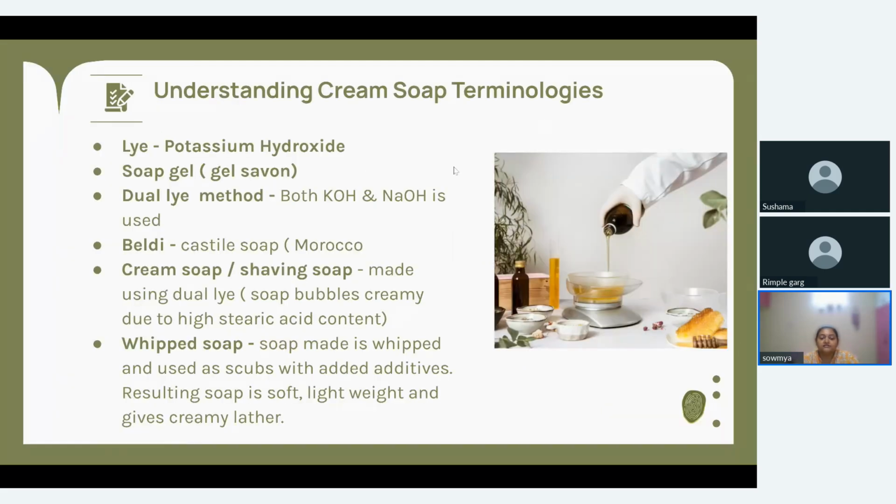So before that, we will understand some terminologies in cream soap making. Okay. So the lye, definitely we are going to use potassium hydroxide, and we will be calling the soap a soap gel. Okay, like how in liquid soap we used to call it a soap paste. That only we are further going to dilute and make into a liquid soap. But here we will not be diluting it. Rather, we will use that soap paste only as our soap.